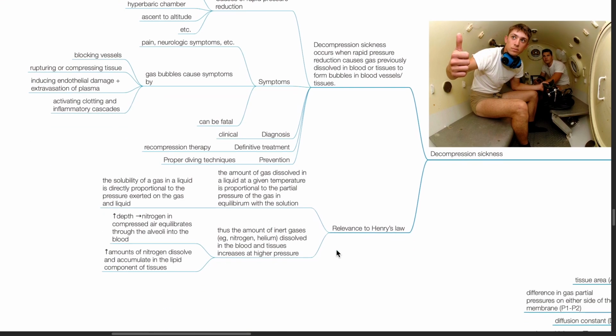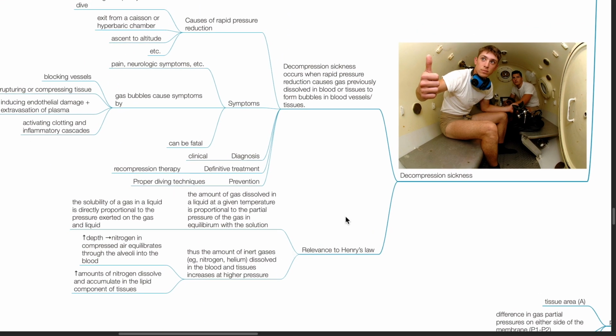Relevance to Henry's law. The amount of gas dissolved in a liquid at a given temperature is proportional to the partial pressure of the gas in equilibrium with the solution. The solubility of a gas in a liquid is directly proportional to the pressure exerted on the gas and the liquid. Thus, the amount of inert gases, such as nitrogen and helium, dissolved in the blood and tissues increases at higher pressure. With increased depth, nitrogen in compressed air equilibrates through the alveoli into the blood. Increasing amounts of nitrogen dissolve and accumulate in the lipid component of tissues.